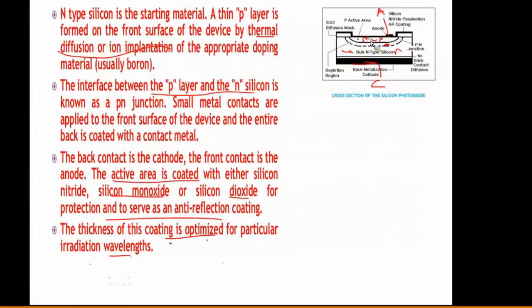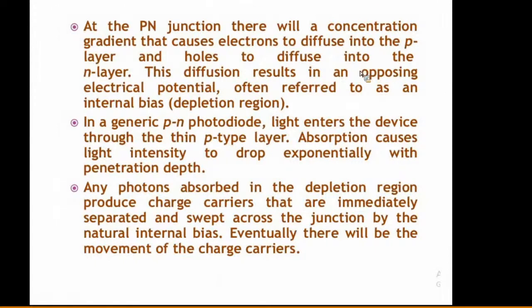From this previous slide, in the P region, majority charge carriers are holes. In the N region, majority charge carriers are electrons. Here, fewer electrons are there. Here, more electrons are there in the N region. Here, more holes are there in the P region. Here, fewer holes are there in the N region. Due to the concentration gradient, the diffusion of the charge carriers will take place.